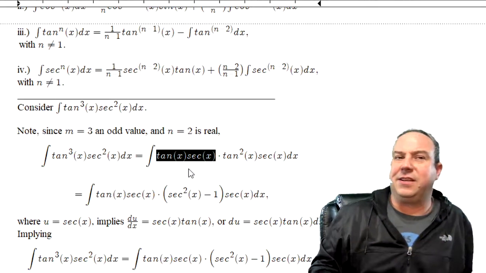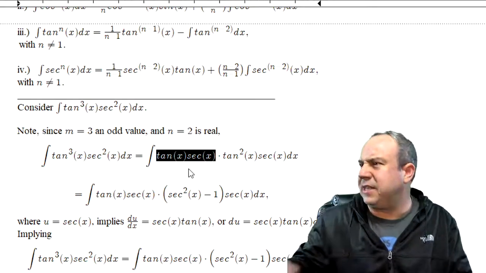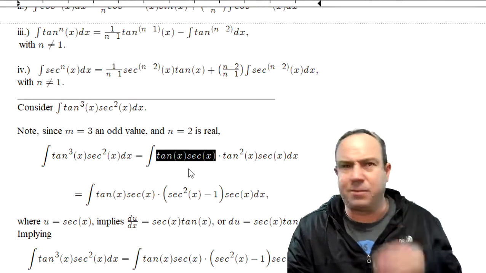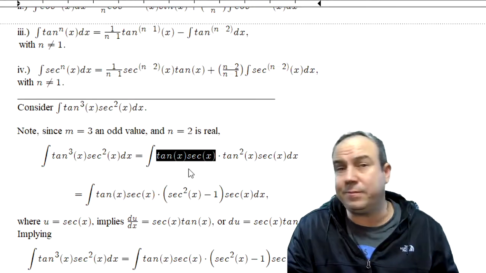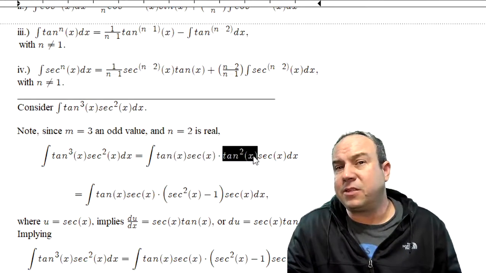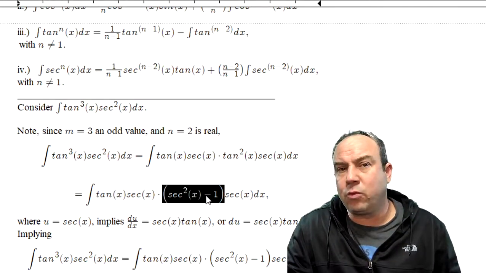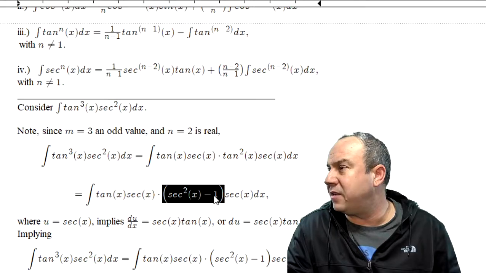We're going to isolate a tangent secant, or a secant tangent, however we want to look at that. It doesn't matter what order we multiply that in. We're going to isolate a tangent and a secant. That's going to leave us an even power of tangent that I can rewrite using this Pythagorean identity.